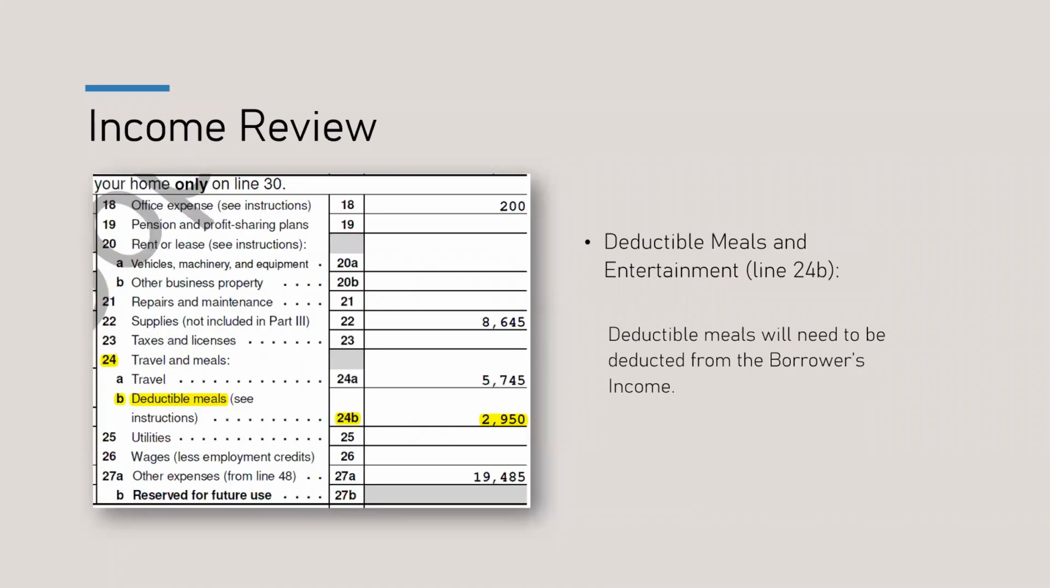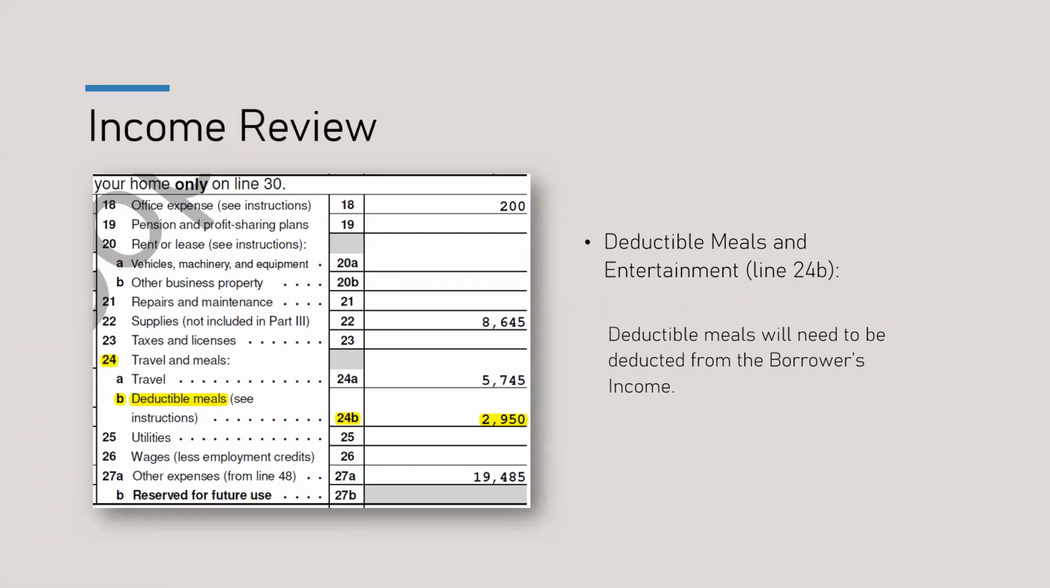One thing you do want to make sure that you're doing is deducting meals. So it is your deductible meals on your line item 24B. That is a deduction, and it's something that's commonly missed when we're doing income review. This number may not seem like a big number, but when your borrower is a self-employed borrower and you're not able to extract any more income, this can be a do or die.